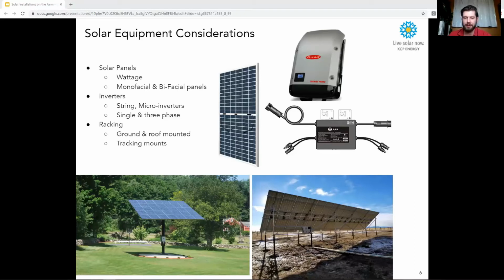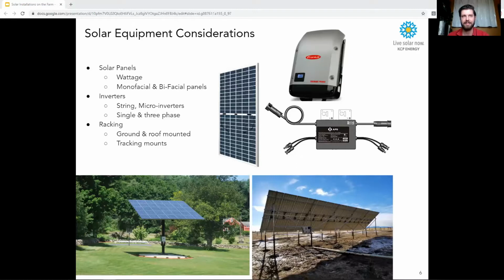So the top one there would be a string inverter, and the bottom would be a microinverter. That string inverter, essentially what that means is you're going to have a bunch of panels all connected together in a series or a string. Each of those strings of panels goes back and feeds directly into the inverter. With a microinverter system, it's more of a 1-to-1 or a 1-to-2 ratio, so you'd have either 1 or 2 panels per microinverter.